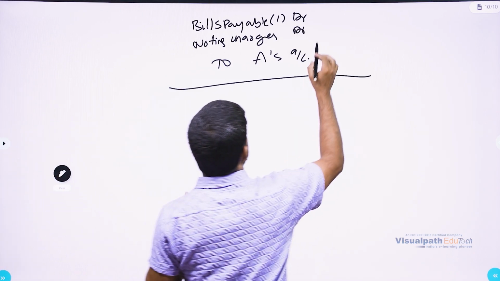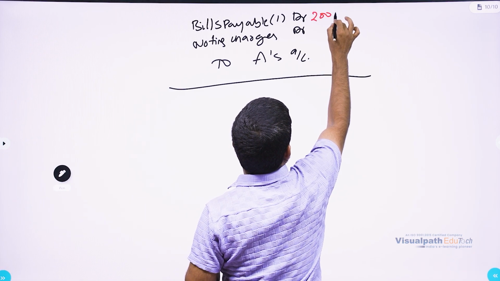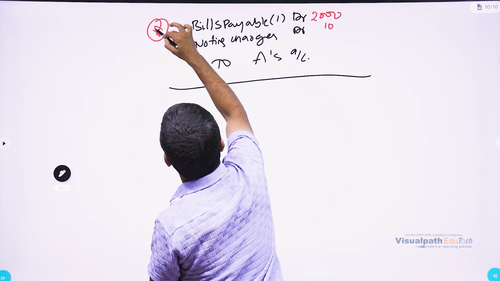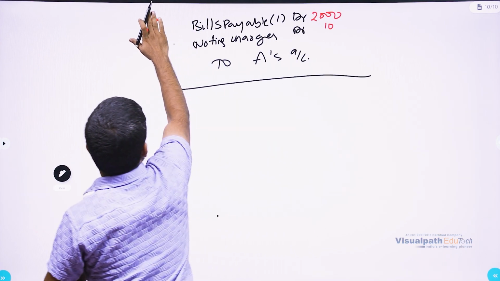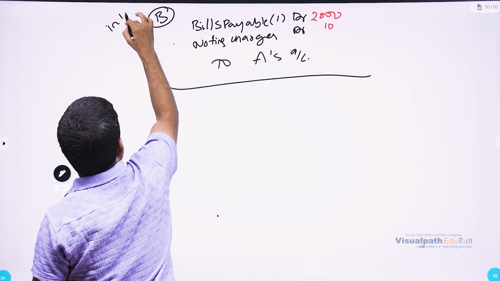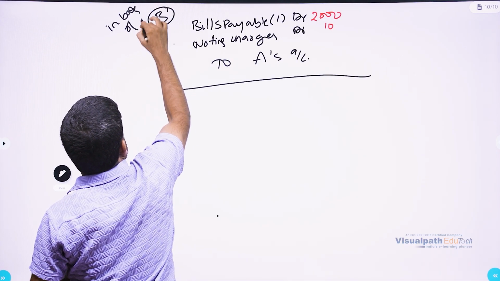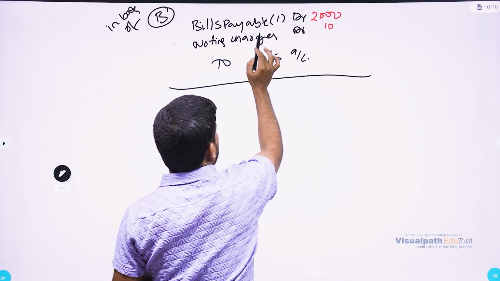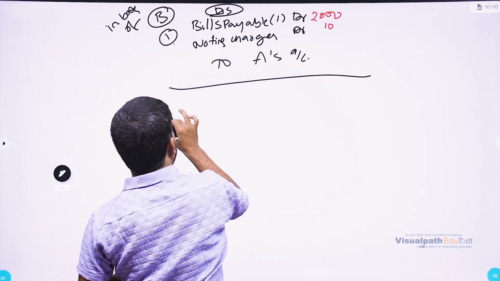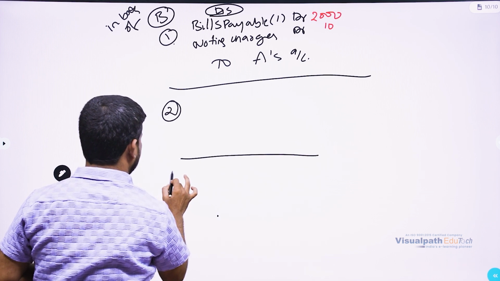Whereas the amount of the bill is 2000 rupees, noting charges 10, and A will say in the books of whom we are talking here? In the books of B. These entries we are talking about are in the books of B, remember, in the books of B. In the books of B, first the dishonor entry. These are the dishonor entries: dishonor of bill 1, dishonor of bill 2, dishonor of the 3rd bill.